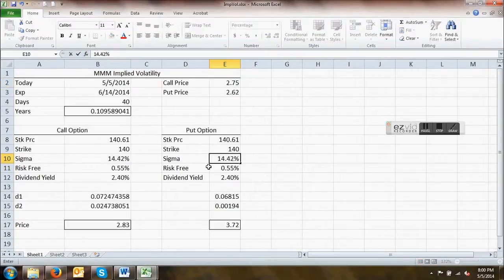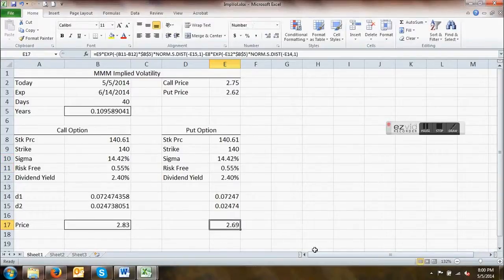And then if we come down here, we'll do our 14.42 once again, and it gives us an estimate for the put of $2.69, and it's actually trading for $2.62. And there can be a couple of reasons that I'll talk about in class, but we're not going to worry about it in terms of this project.